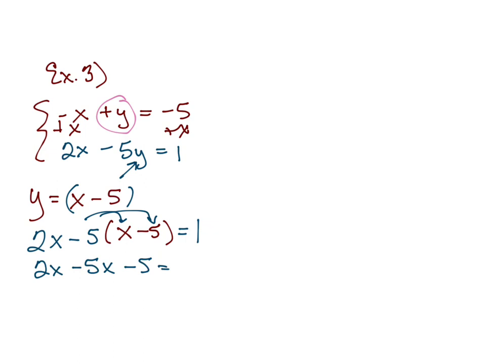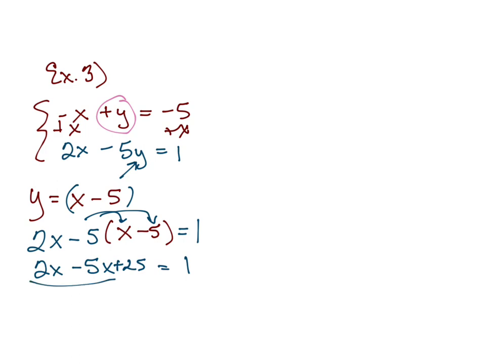So I distributed the 5. It's negative 5, so that makes negative 5x. And then negative 5 times negative 5 makes what? Positive 25. So I kind of made a big uh-oh over here. That should be positive 25 equals 1.